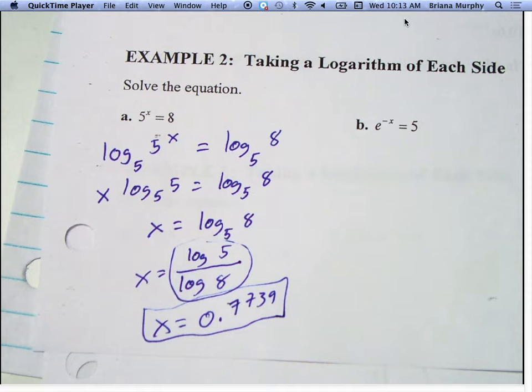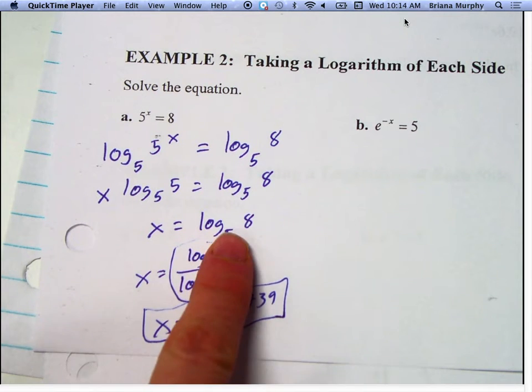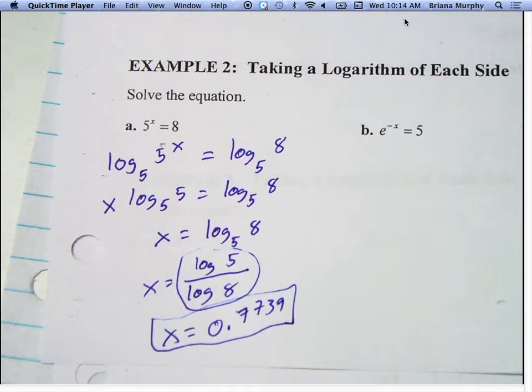It definitely matters. You have to use whatever your base is to go on the bottom, just like when we learned change of base. So you can go back to those notes if you're having difficulty.